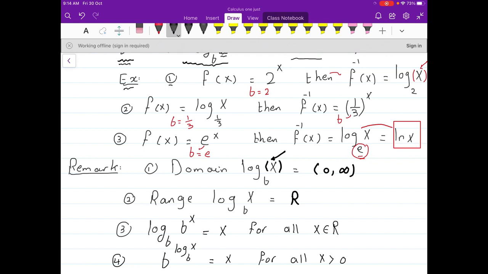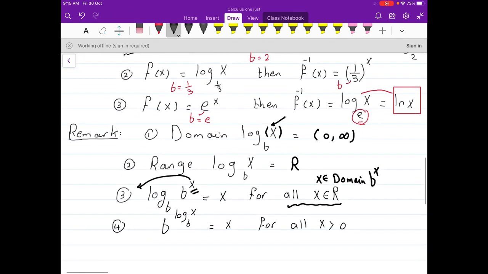Since log and b are inverse, we have log b to the power x for the base b equals x. It is as if the log and the b cancel, giving us x, according to these properties. But there is a condition: this x belongs to the domain of b to the power x, so x belongs to R. And also we have b to the power log x for the base b equals x, but this is for all x positive, that means x belongs to 0 to infinity.